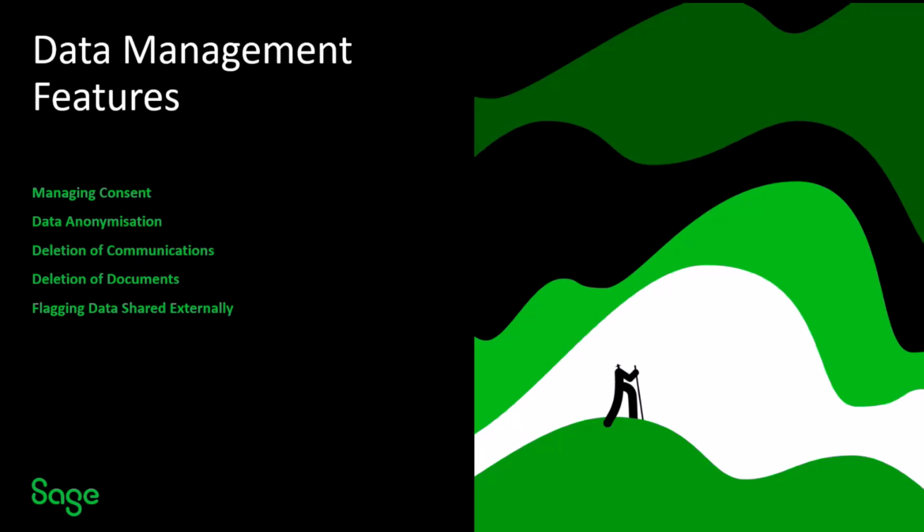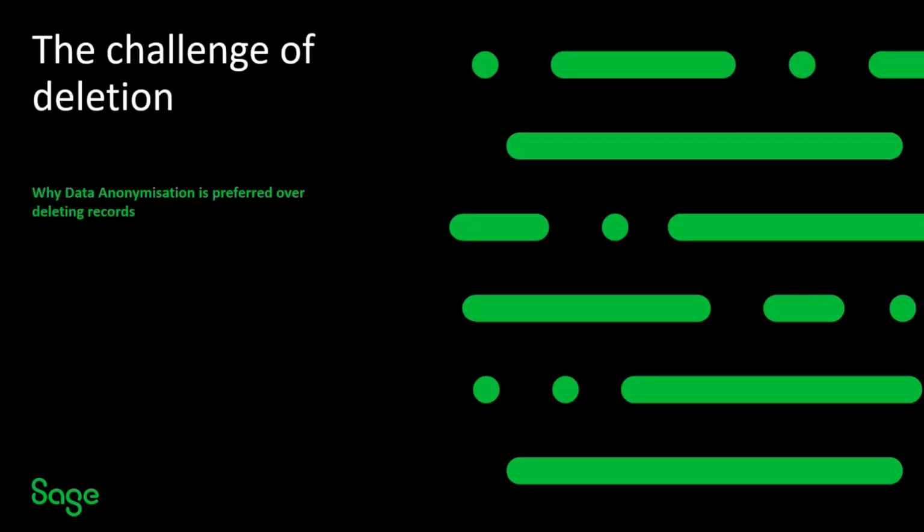So we know that there are a set of features within Sage CRM which govern the different rights around the management of consent, the question of data anonymization. Now we're looking at the deletion of communications, but we'll also be looking in the next lessons at the idea of the deletion of documents and the way in which we can understand how data is shared with other systems. Well, if we are looking at that, we need to start to understand really the challenge when it comes to the removal of data.